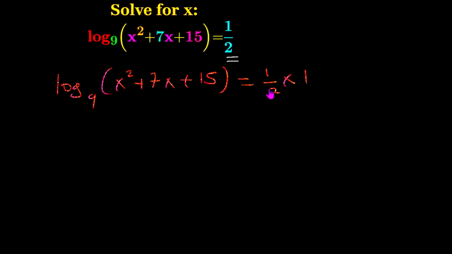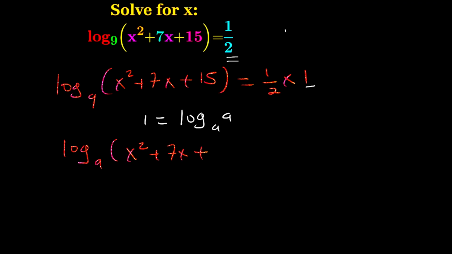And remember from laws of logarithms that 1 can be written as log to base a of a. So we can write this 1 using this relationship. We can have our equation as log to base 9 of (x squared plus 7x plus 15) equals 1 over 2. Then we write 1 as log to base 9 of 9.